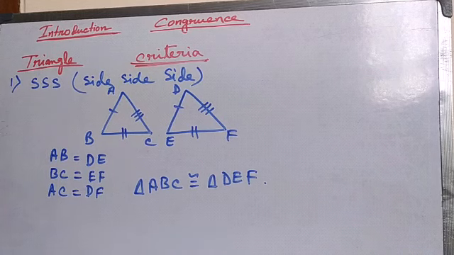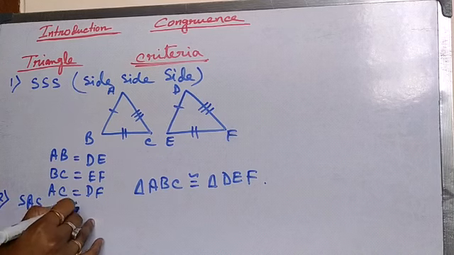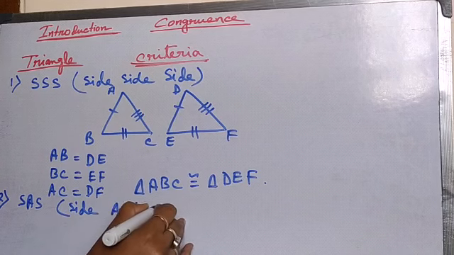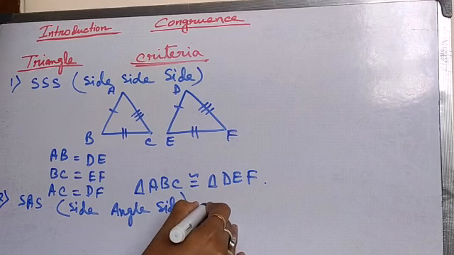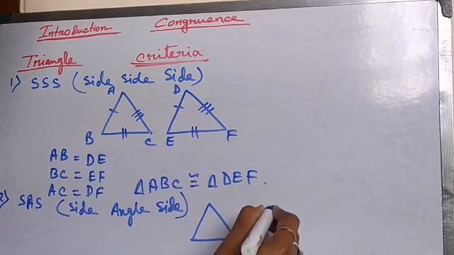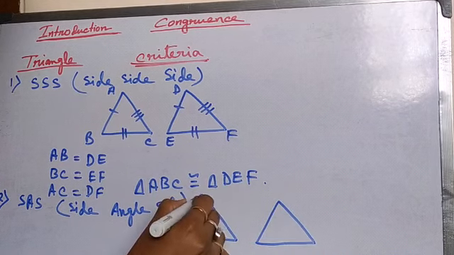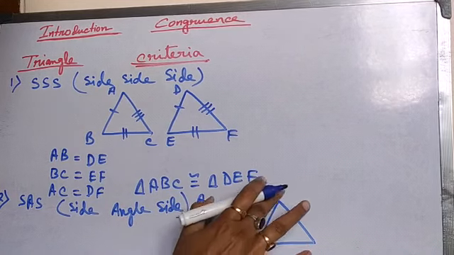The next criterion is SAS. That means side, angle, side. Here also I will take two triangles, ABC and DEF.